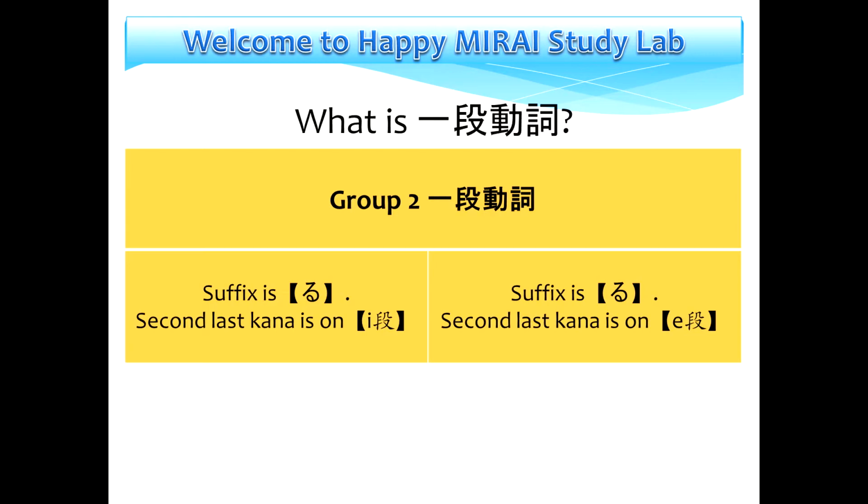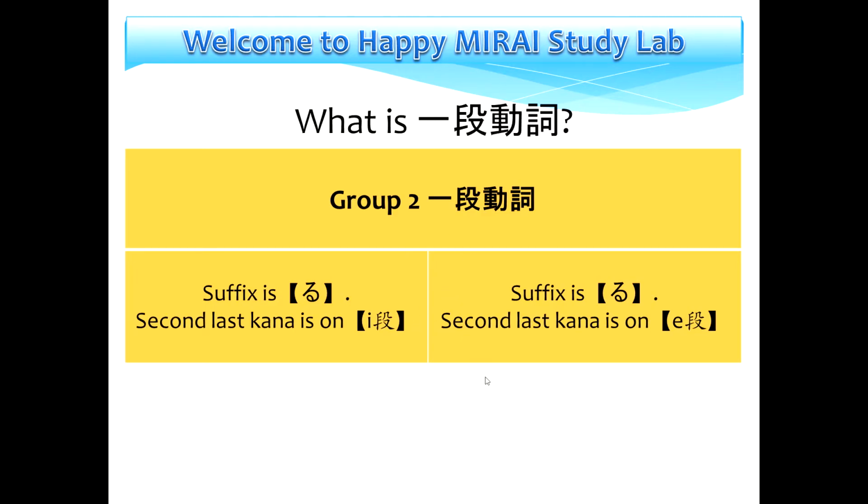So what is Ichidan Doshi, which is group 2? It refers to the Ichidan Doshi. You see over here, it tells you why it can be divided into 2 groups: the suffix is ru for both. However, the second last kana is on Idan, or the second last kana is on Edan.